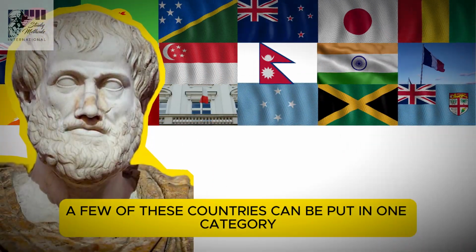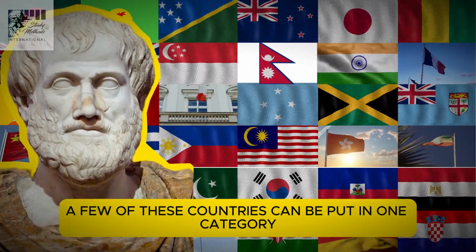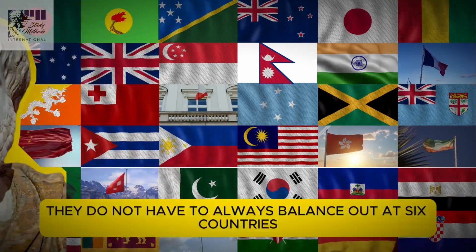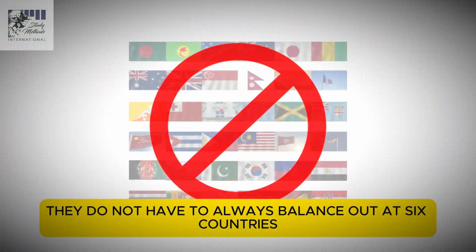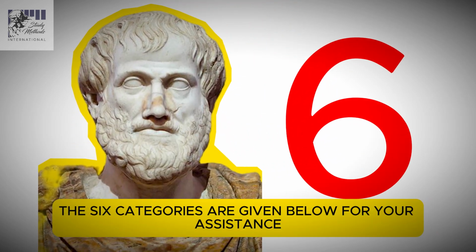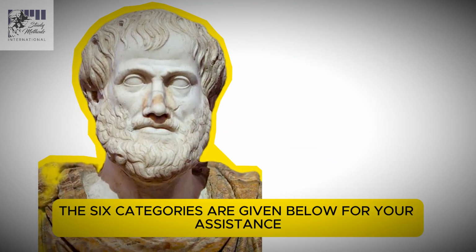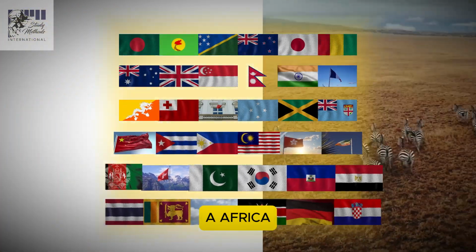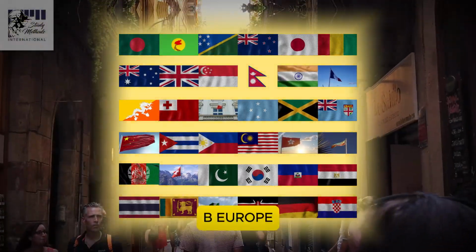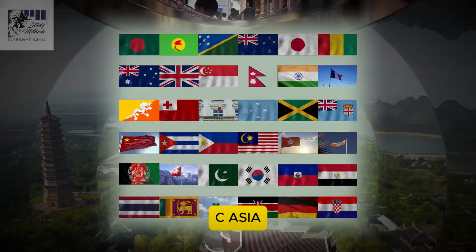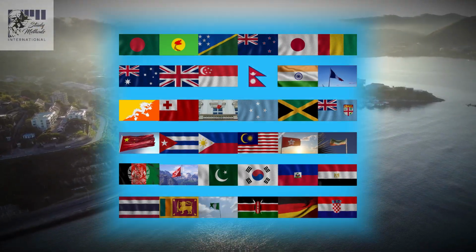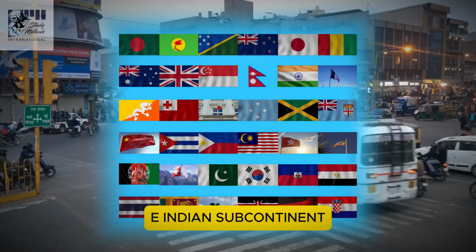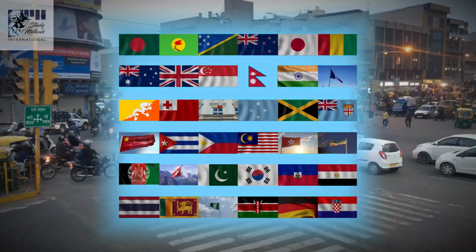A few of these countries can be put in one category or another. They do not have to always balance out at 6 countries. The 6 categories are given below for your assistance. A. Africa. B. Europe. C. Asia. D. Oceania. E. Indian subcontinent.